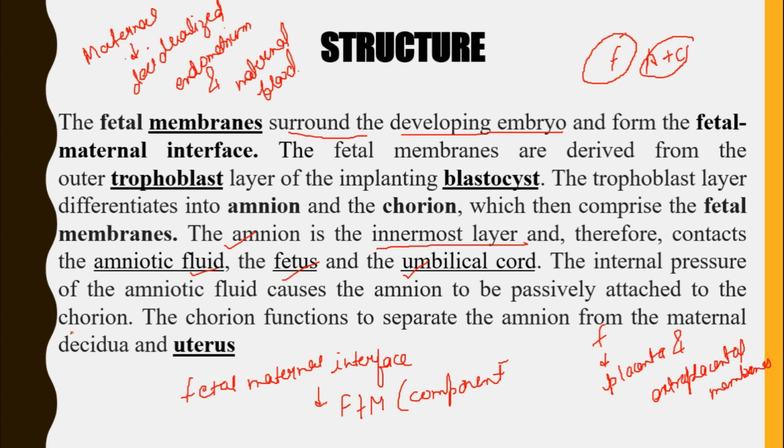Okay, so it is directly in contact with amniotic fluid, fetus and umbilical cord. The amniotic fluid will exert a pressure on the amnion, and it will be passively attached to the chorion. The main function of chorion is to separate the amnion from the maternal decidua and the uterus. Okay, this is about the structures of fetal membranes, which are amnion and chorion.